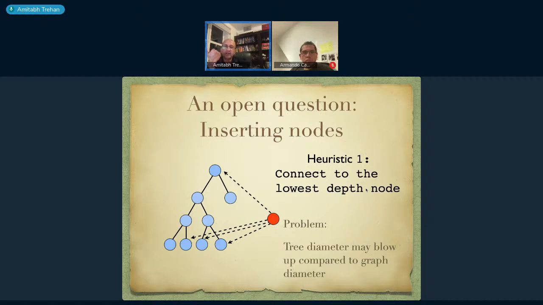So now that can change here because these nodes are being added later on. So potentially you could decrease the diameter of the real graph, but the way you choose the edges, that may not always reflect that, and potentially there could be some issues which we have not completely figured out yet. So okay, one heuristic would be you connect to the lowest depth node to try to shorten the distances, but you may still not be able to guarantee the relationship between the tree diameter and the graph diameter.